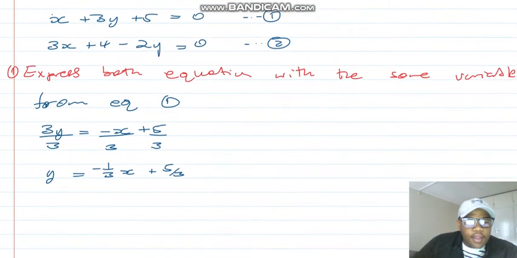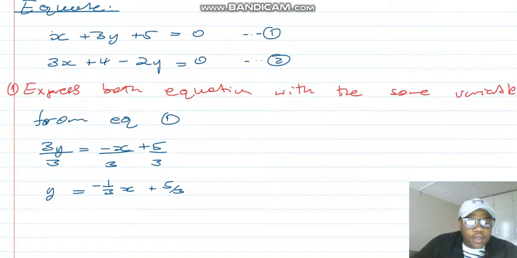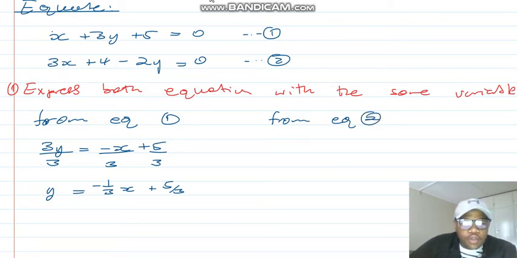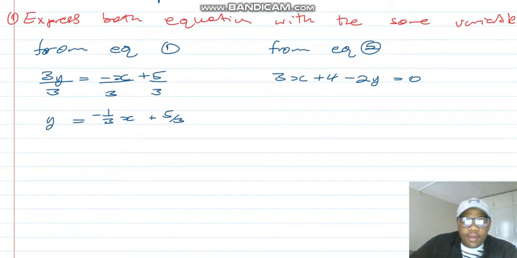And then what we're also going to do is, so we said both equations, so from equation 2, we're going to do the same thing. So we had 3x plus 4 minus 2y is equal to 0. We're going to do the exact same thing.